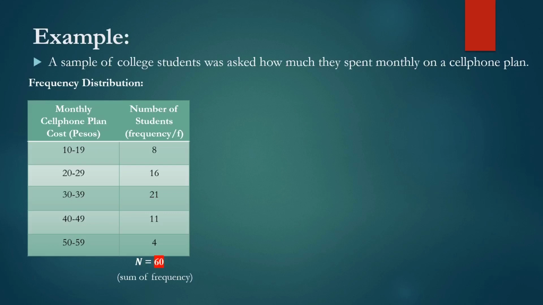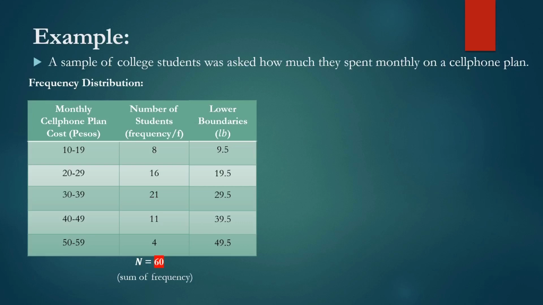Next is the lower boundary. We are going to look at the lower limit at the column of the monthly cell phone plan cost. The lower limits are 10, 20, 30, 40, and 50. When we are going to get the lower boundary, we are going to subtract 0.5. So the 10 will become 9.5, 20 will become 19.5, 30 will become 29.5, 40 will become 39.5, and 50 will become 49.5.